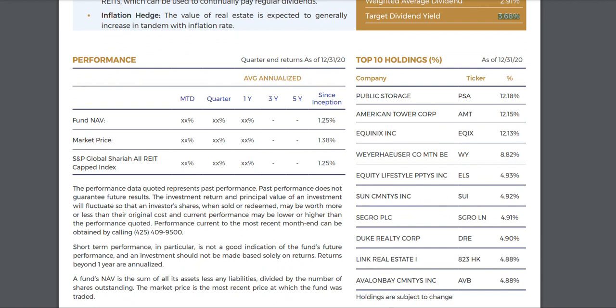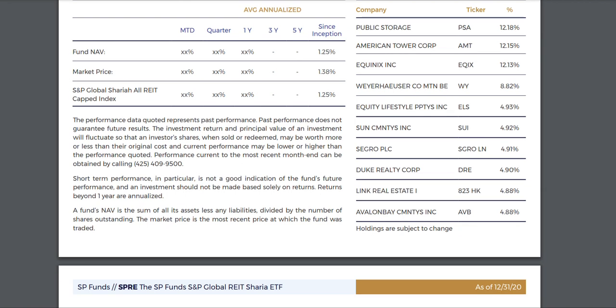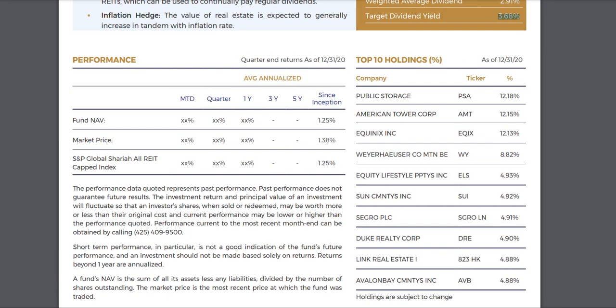And then when you look at the top 10 companies, you've got Public Storage, American Tower, Equinix, and so on. Avalon is actually at the bottom there. So you can see from 12%, which is quite high for my liking. Again, another 12%, another 12%.